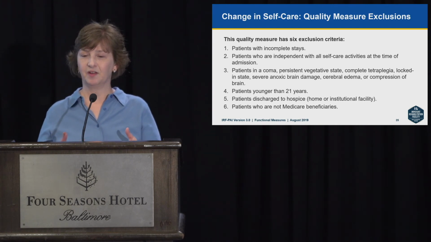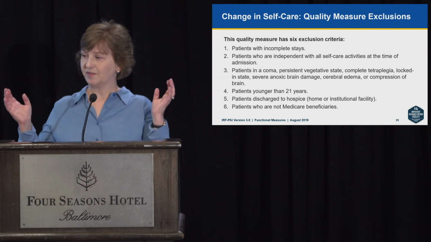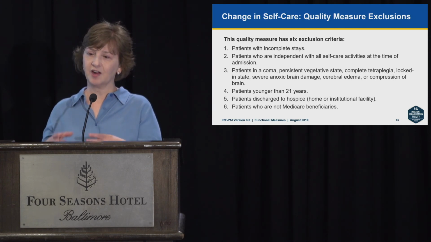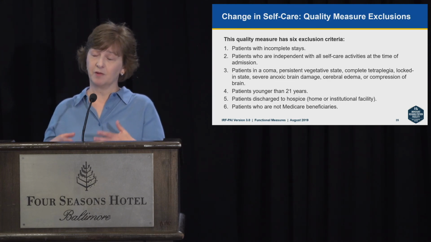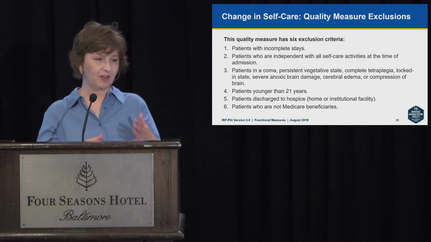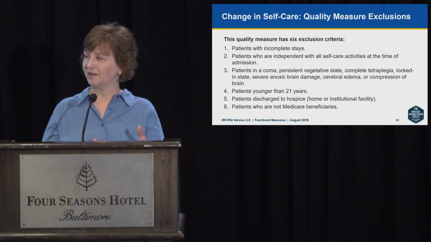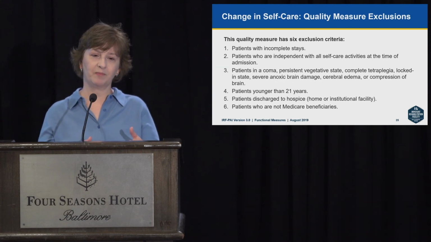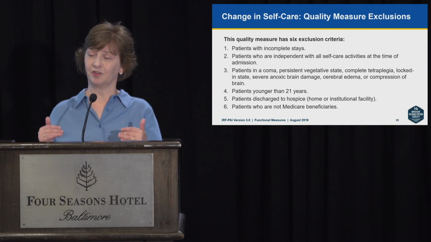The idea of the exclusion criteria is similar to risk adjustment. When CMS calculates a change in self-care risk-adjusted value, they want to be sure that it's fair to compare the data across centers. If one facility specializes in taking care of patients who are very complex, they should not be at a disadvantage because they take those complex patients. So exclusion criteria also help to level the playing field.